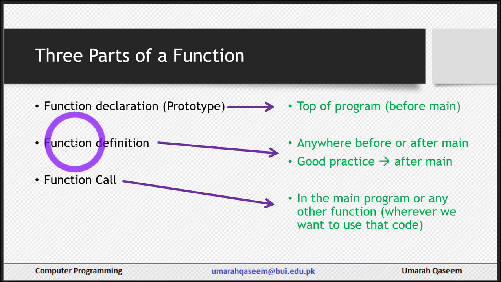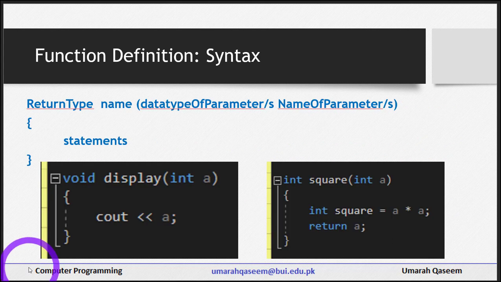Now let's see the syntax and details of each of these three parts of a function. Function definition consists of two parts, the header line of the function and the body of the function. So in the header line of the function, first of all, we write the return type of the function, the data type, you can say, of the function, and then the name of the function.